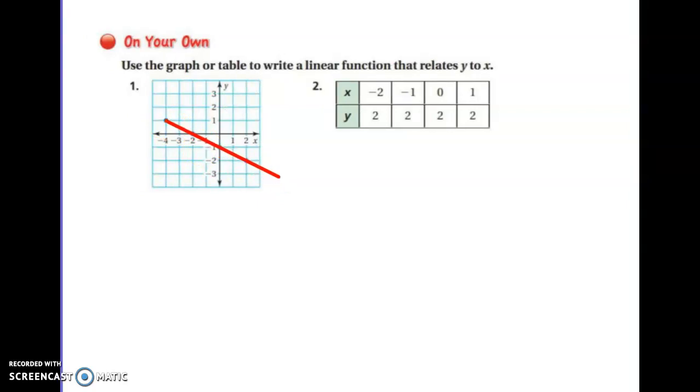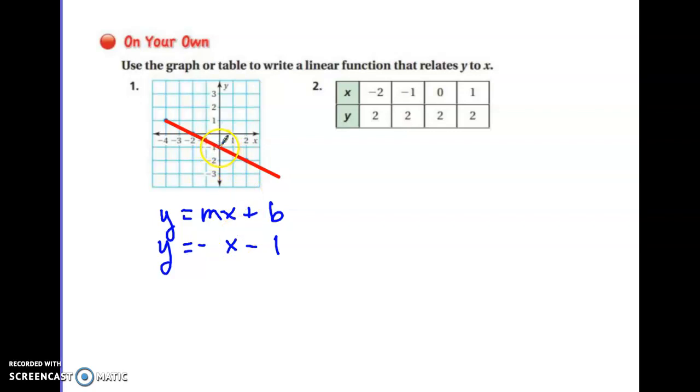So I can see right away that my y-intercept is at negative 1. So that's a minus 1. My slope is negative because I'm going down from left to right. So I know that I'm going to have a negative something for my slope.